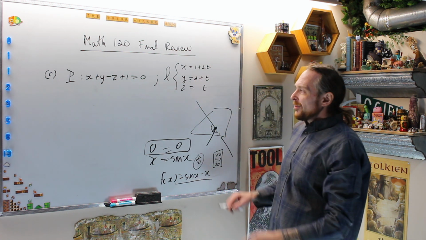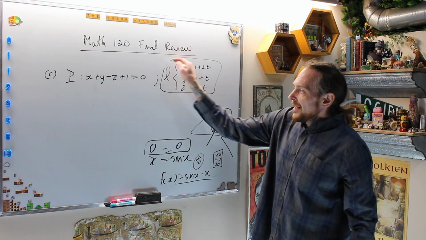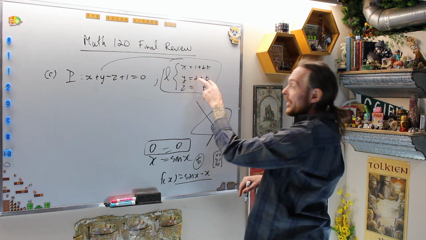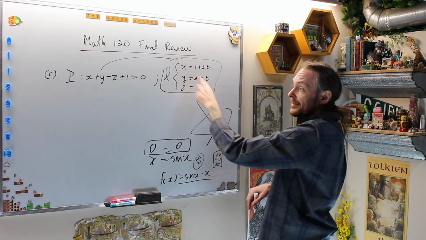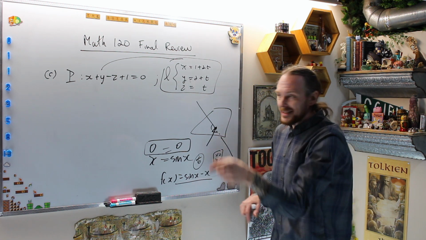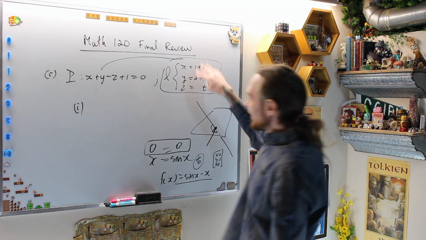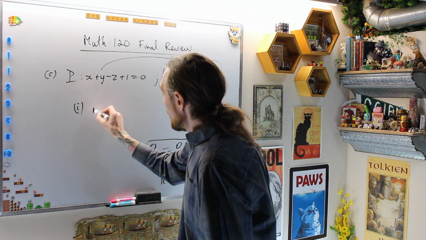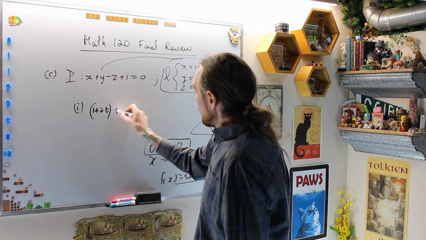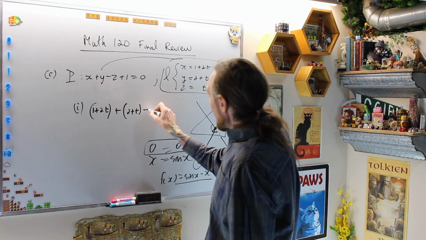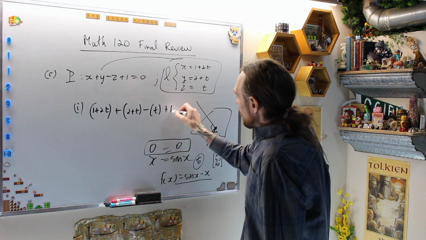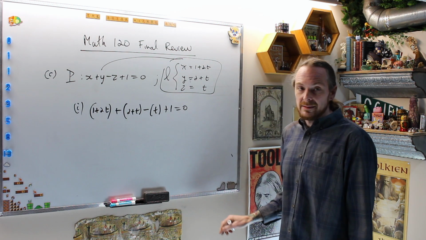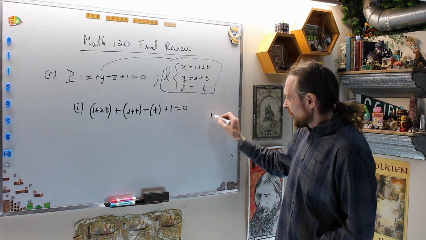Step one, find the parameter by putting this into here. x is 1 plus 2t, y is 2 plus t, z is t plus 1. That will give me t. So I plug the line into the plane because they're equal at that point. This says 1 plus 2t, plus 2 plus t, minus t plus 1 equals 0. Solve for t. This is one equation and one unknown. This is a 1-by-1 linear system.